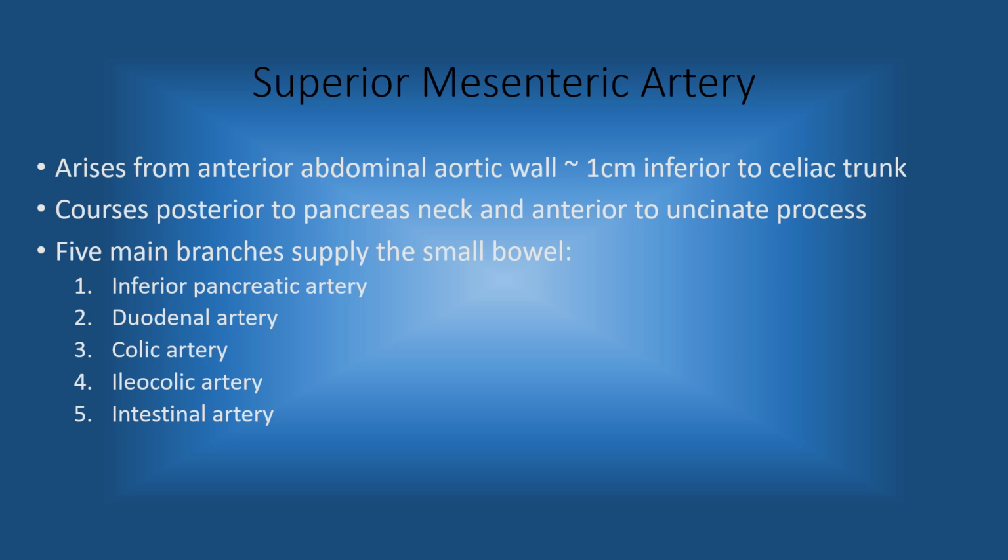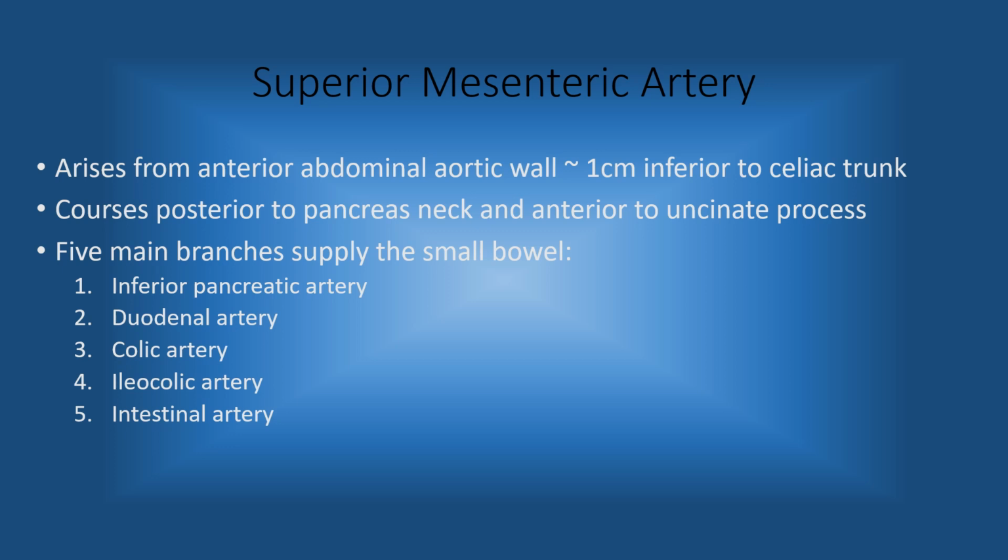Okay, so since we're on that, let's go ahead and talk about the superior mesenteric artery. All right, your superior mesenteric artery is going to come off of the abdominal aortic wall about a centimeter inferior to the celiac trunk. Everybody's built a little bit differently, so that distance can vary a little bit, but you should be able to see both of them in that sagittal view that we just looked at. The superior mesenteric artery courses posterior to the pancreatic neck. It's going to be anterior to the uncinate process. Okay, so the pancreas is going to wrap around that superior mesenteric artery.